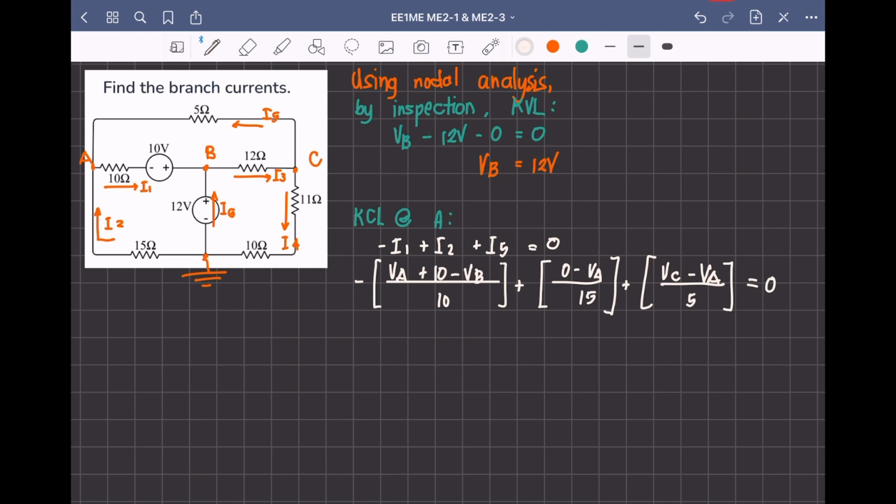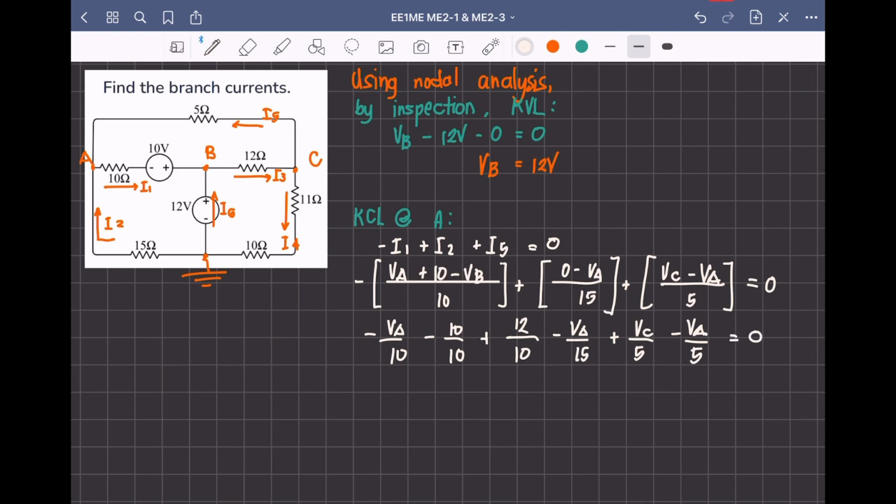Okay, after that, ganun pa rin, we expand, diba? We expand and apply necessary values lalo na doon sa mga quantities na nasolve na natin. So, by expansion you have to distribute the negative sign here. Okay, so you have negative VA over 10, negative 10 over 10, positive VB. So for VB, I'll apply 12 volts na because you have an answer already for that, all over 10. Okay, plus 0 minus VA, so that's negative VA over 15, plus VC over 5 minus VA over 5, and then equate this to 0.